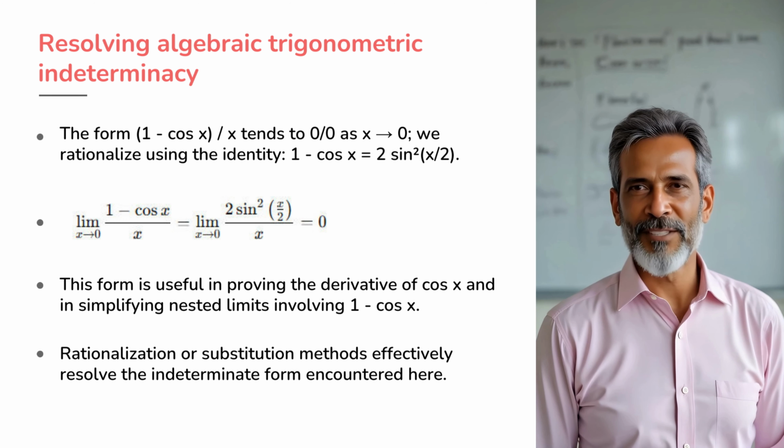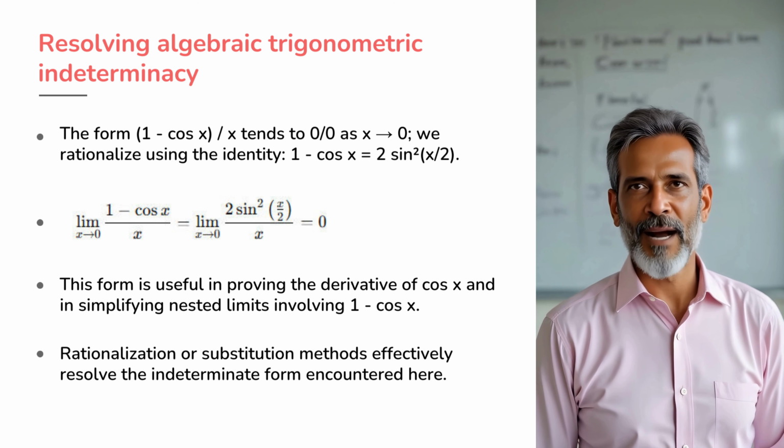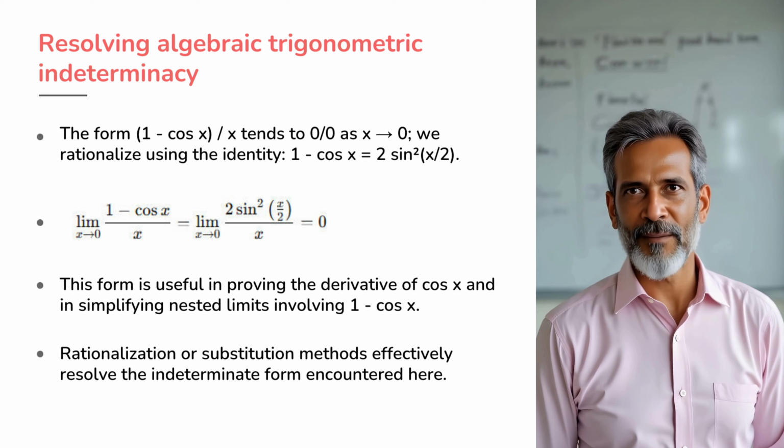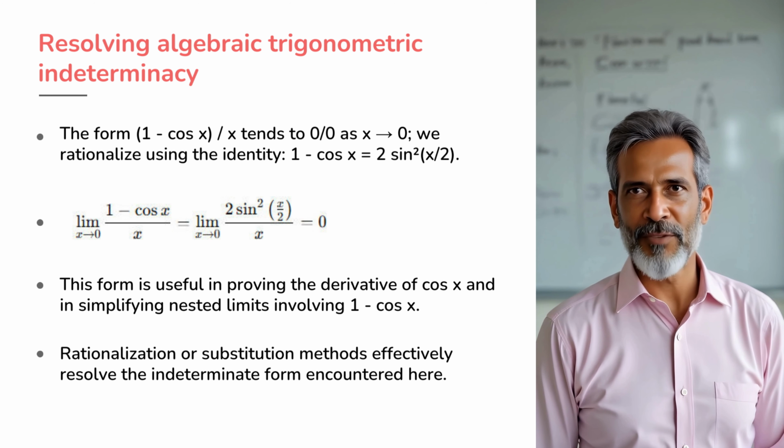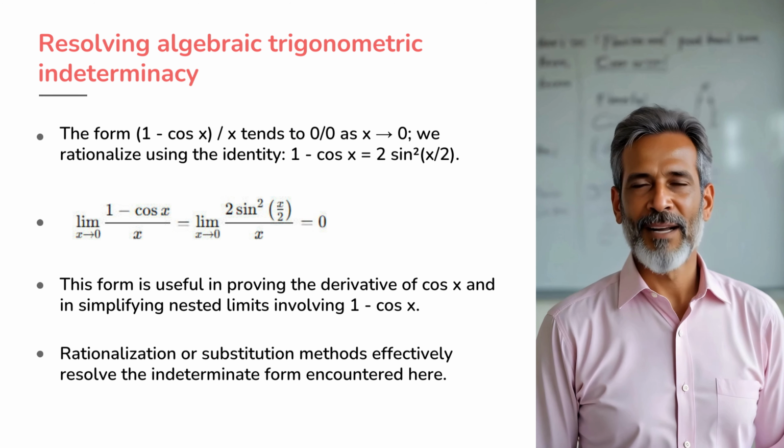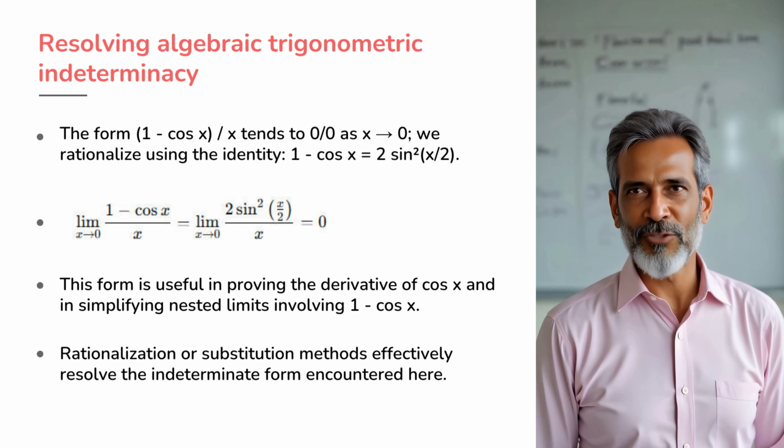0. This limit appears in proofs when finding derivatives of cosine x, and it helps simplify nested limits involving 1 minus cosine x. Whether you rationalize or substitute, these algebraic simplifications clear the 0 by 0 hurdle smoothly. So, the key takeaway: limit as x approaches 0 of 1 minus cosine x over x equals 0. Easy when you know the identity.